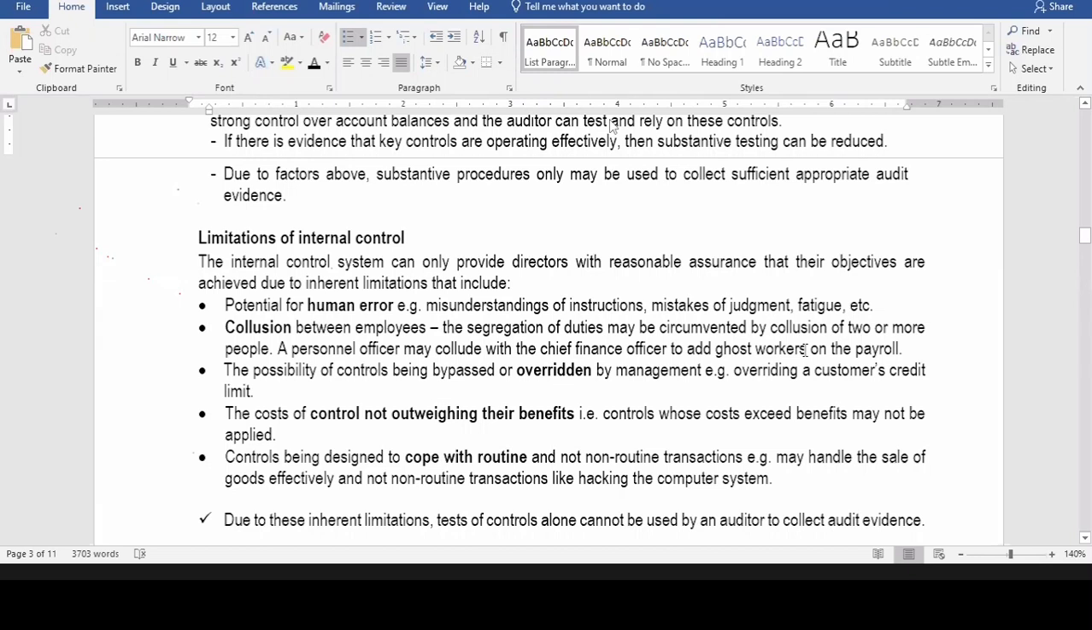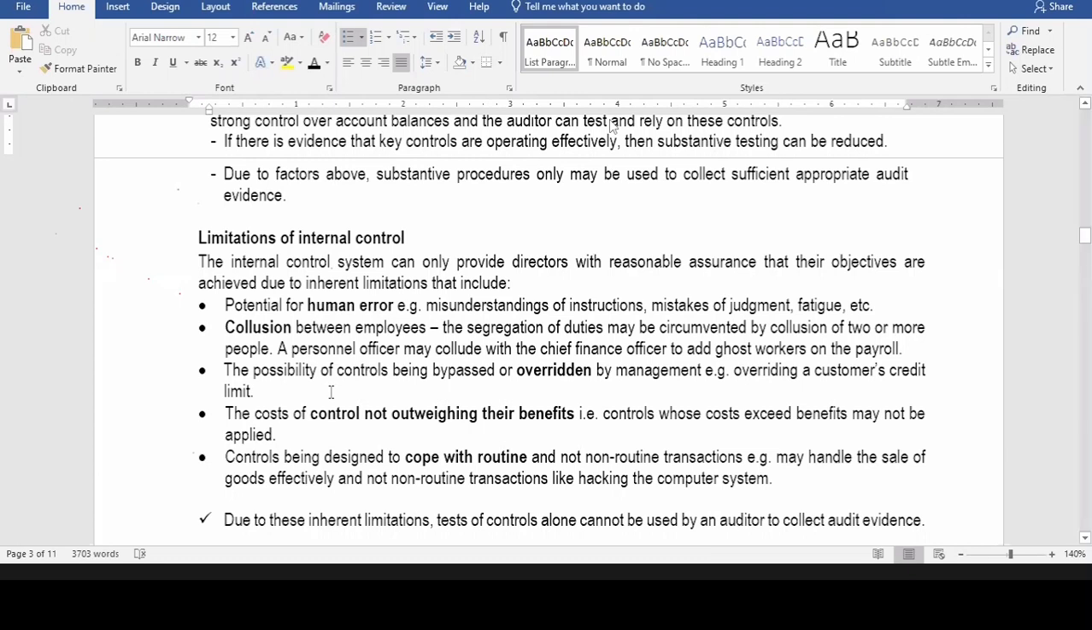Because the personnel officer keeps the records regarding staff, and the finance officer handles the payroll, the 2 will collude. The other one will have files of ghost workers, and then this one will input them, and then they will share.